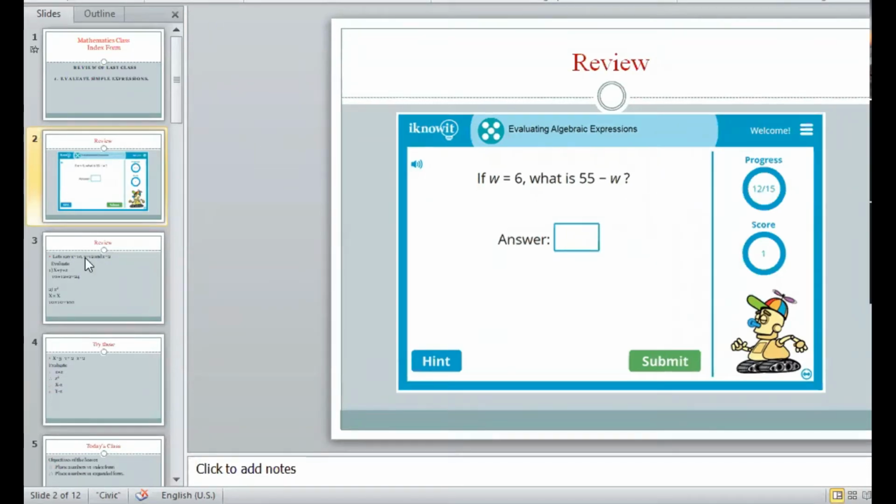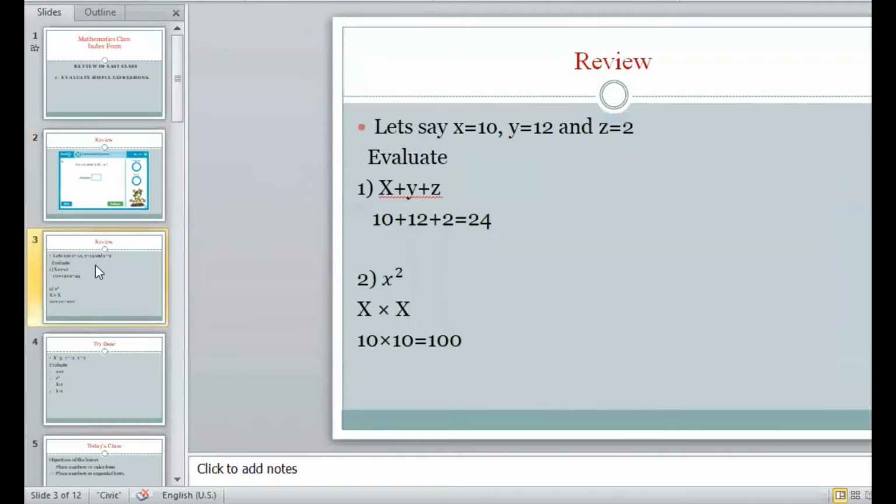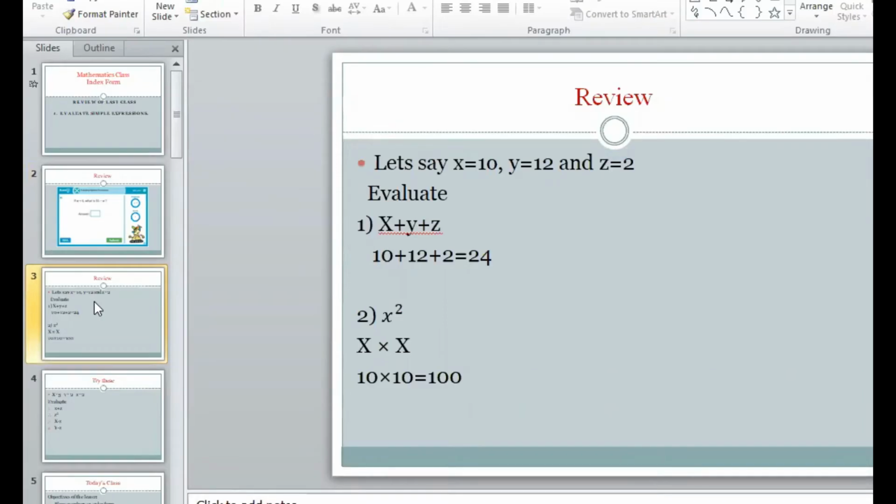So let's say X is equal to 10, Y is equal to 12, and Z equal to 2. You want to find X plus Y plus Z. All you're doing is adding what is X, what is Y, what is Z. So X is 10, Y is 12, and Z is 2. So when you add all of that, you get 24. You following, Samika? Yes, miss. Good girl.